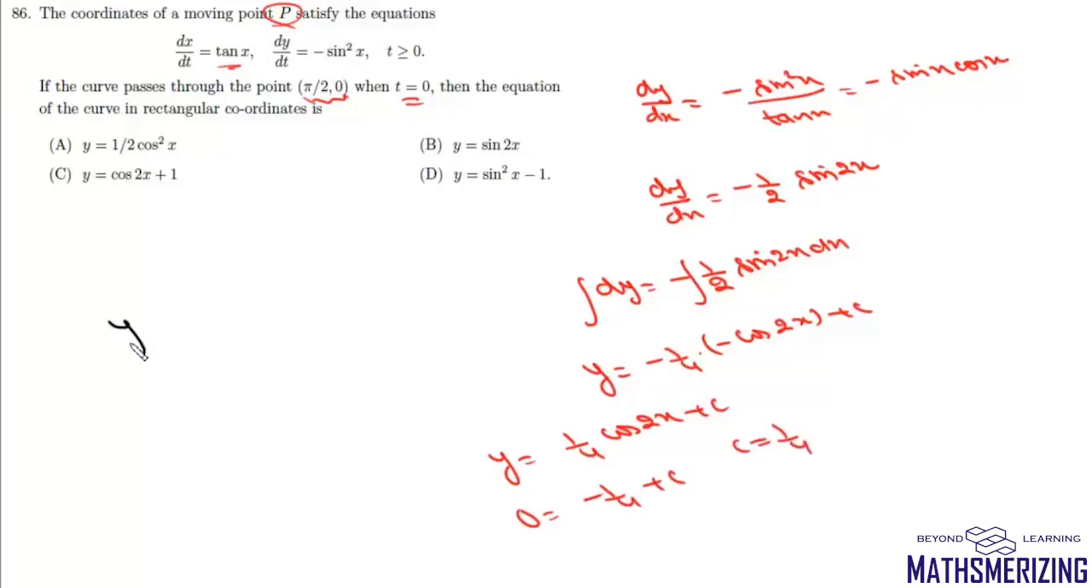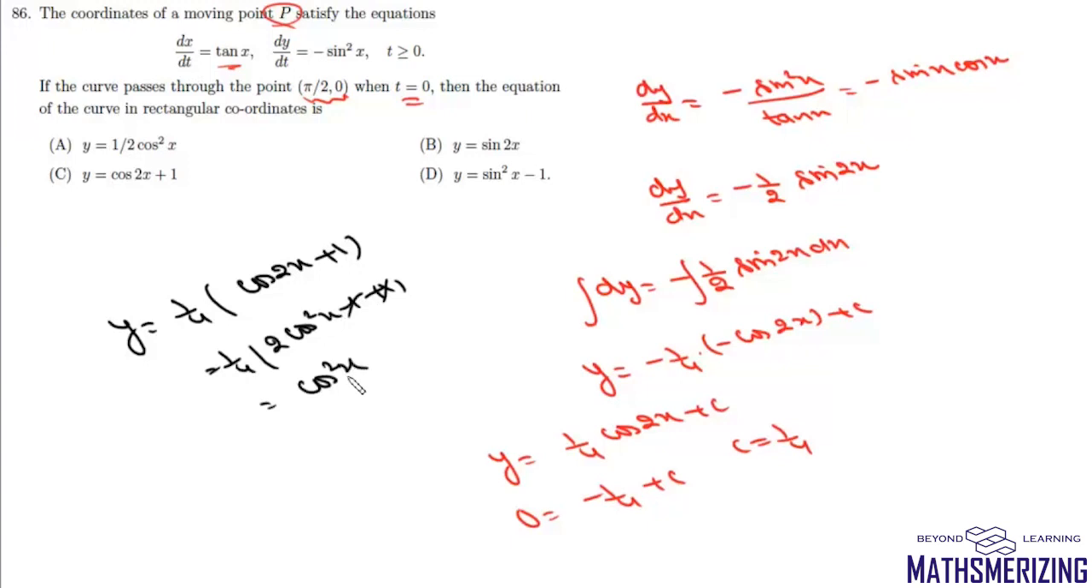So we can write this y as 1 by 4 into cos 2x plus 1. Now we know that cos 2x is 2 cos square x minus 1. So this 1 and 1 will cancel. Then we can write y as cos square x by 2, and that's your option number A.